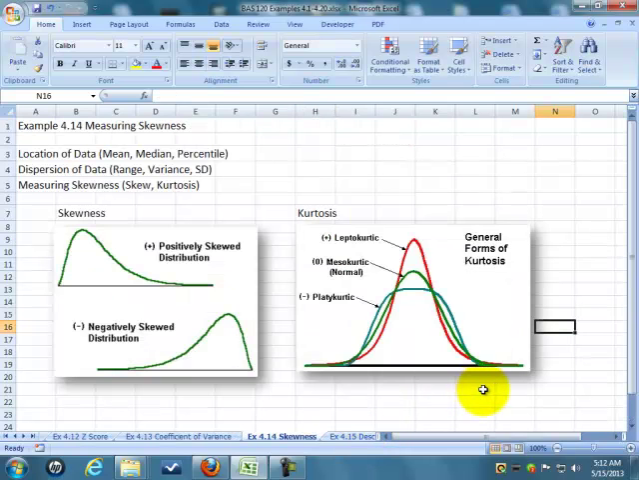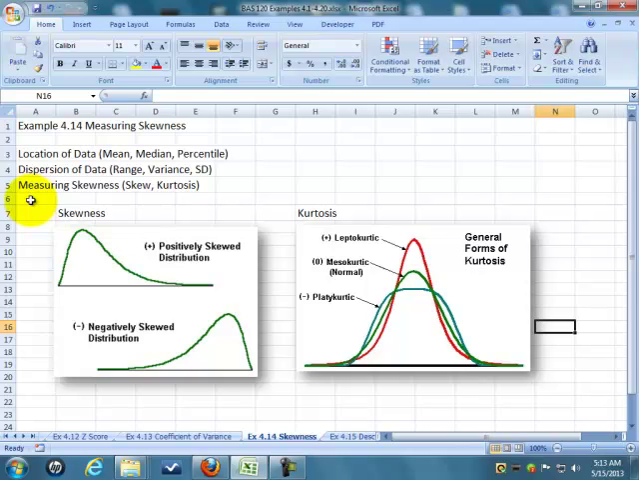Let's take a look at another. We've talked about measures. Example 4.14 is talking about measures of skewness. Remember, this whole chapter is about describing data. We talked about describing the data's location with the mean and the median. We talked about measuring the data's level of dispersion or risk by talking about the range, the variance, the standard deviation. Now we're going to talk about the measure of skewness.